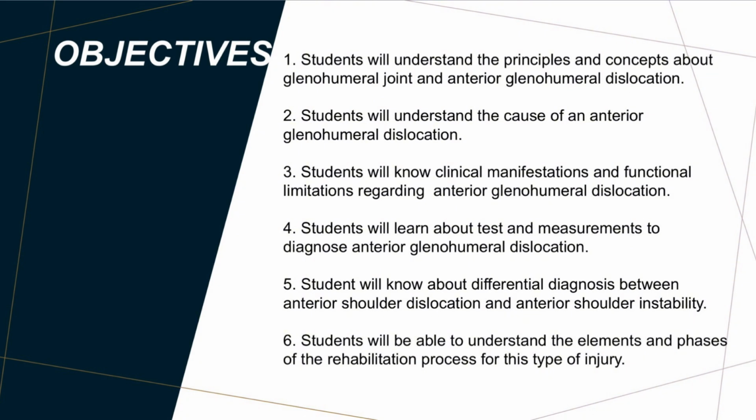They will learn about the tested measurements to diagnose this kind of injury, and also about the differential diagnosis between anterior shoulder dislocation and anterior shoulder instability. Students will be able to understand the elements and phases of the rehab process for this type of injury.